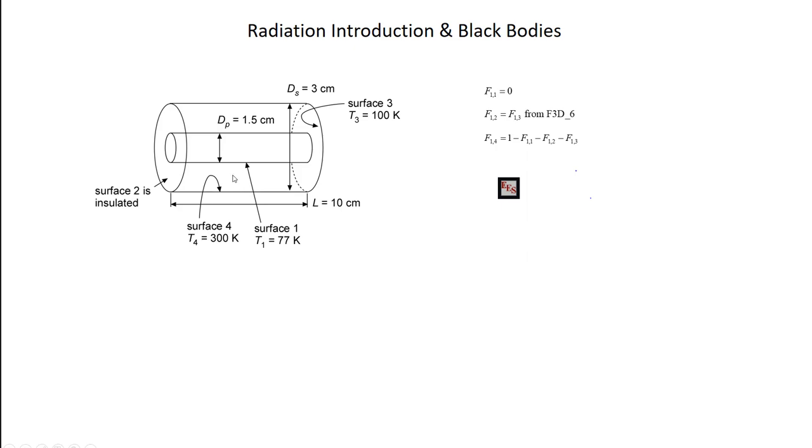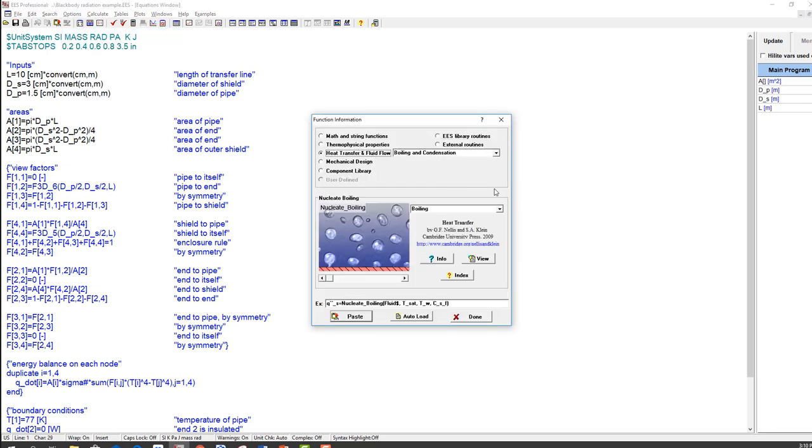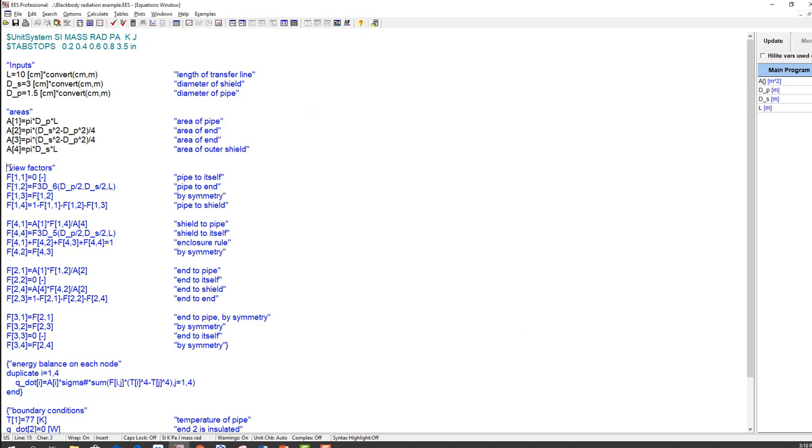I got stuck there, and I decided to see if there's anything I can get from the view factor library. So here's Options, Function Information, Heat Transfer. Let's go down to the view factor library. This is a 3-dimensional situation, and if I scroll through here, this one is probably useful to me. This is a cylinder to one of those end caps, so this is F1 to 2 or F1 to 3. You have to make sure you're calling it correctly. You give it the radii and the length, and that's what I did here. You just uncomment that. So I'm using F3D6 to get F12.